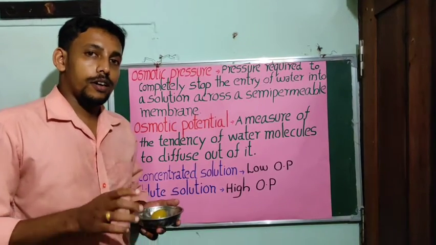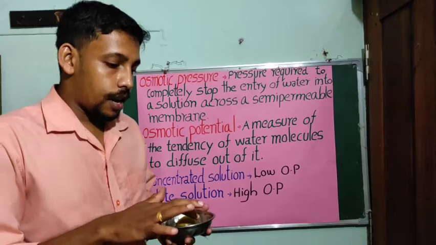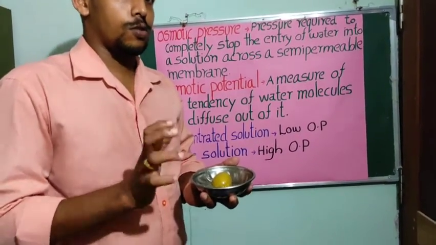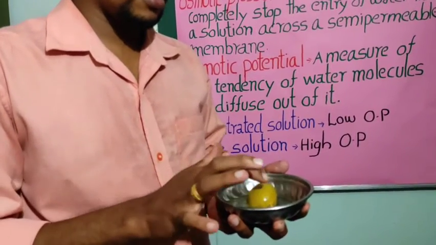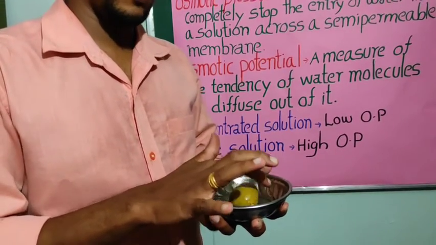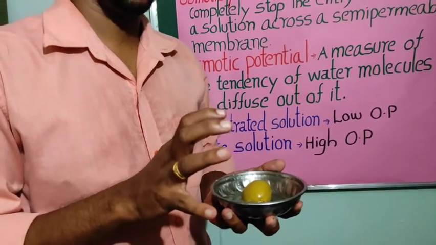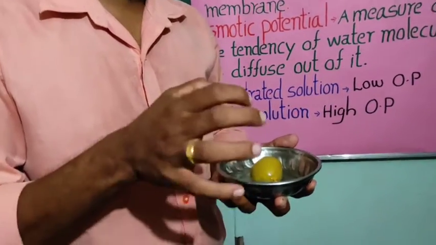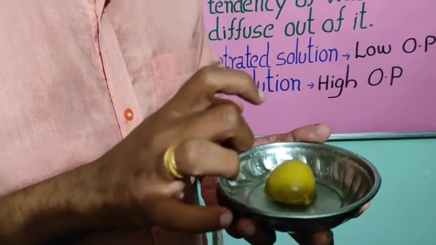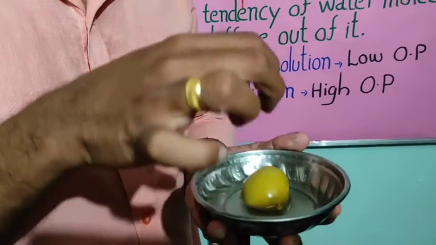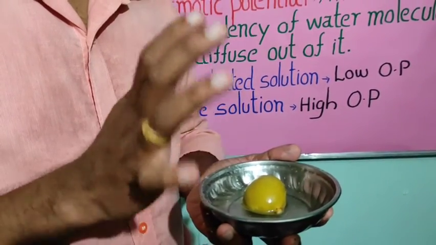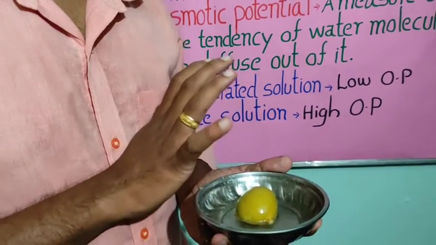Now you may consider that this is a highly concentrated solution, and that this is a semi-permeable membrane. Here the solution is highly concentrated, which means the solute is more and water is less. And here the amount of water is greater and the solute is less. So exosmosis may take place.